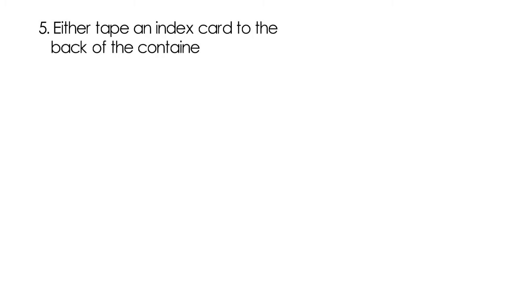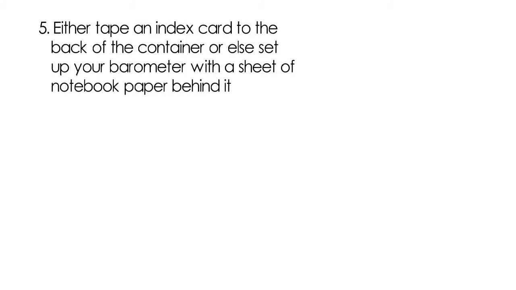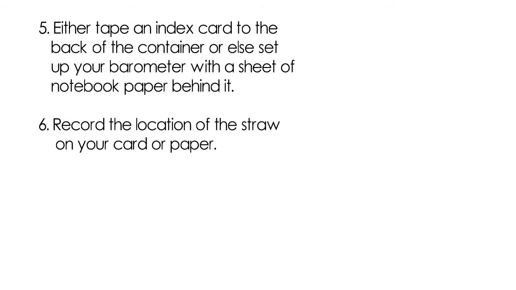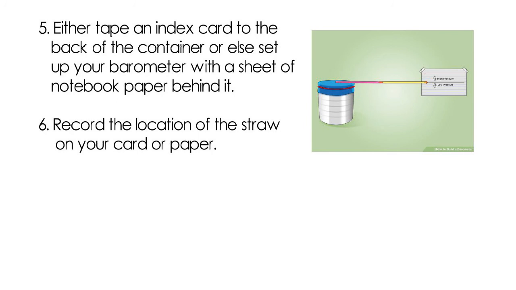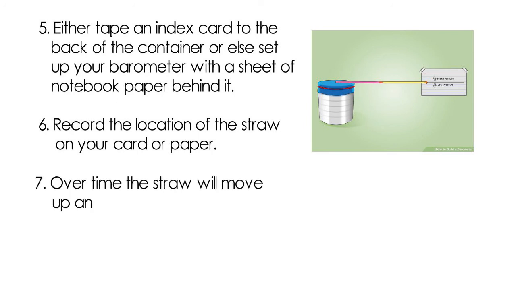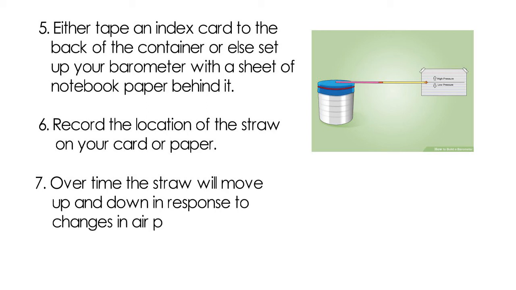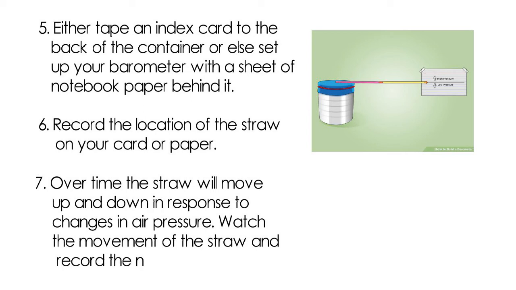Either tape an index card to the back of the container or else set up your barometer with a sheet of notebook paper behind it. Record the location of the straw on your card or paper. Over time, the straw will move up and down in response to changes in air pressure. Watch the movement of the straw and record the new readings.